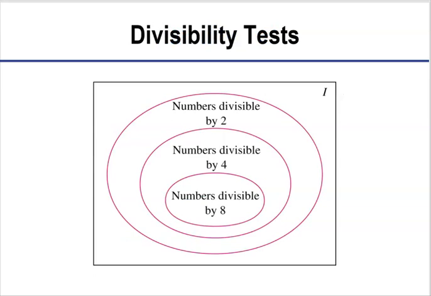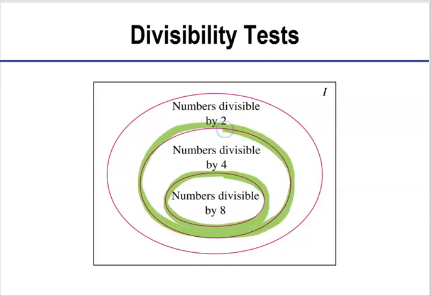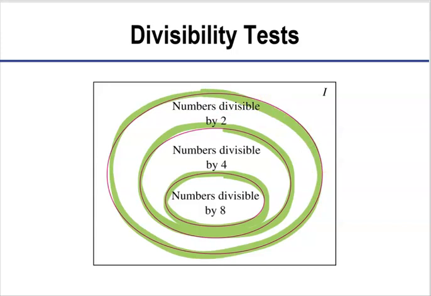Now let's talk about sets, right? The most restrictive of these are numbers that are divisible by 8. But you know what? Every number that's divisible by 8 is also divisible by 4. So the numbers that are divisible by 8 fit inside the numbers that are divisible by 4. And the numbers that are divisible by 4 fit inside the numbers that are divisible by 2. So for example, give me a number that's divisible by 8. And I bet you're thinking, I don't know, 32. That seems to be the going rate. 32 is divisible by 8. It's also divisible by 4. It's also divisible by 2.